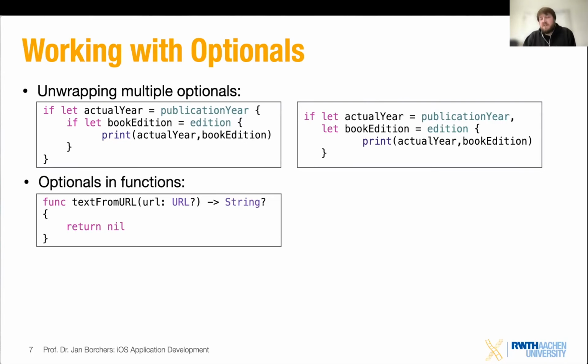And optionals, they're their own type. You can use them everywhere where you use other types. So also in functions, where you can take here the URL as a URL optional. So you might pass over a URL in that function. Inside of the function, you need to check whether it's in there or react if it's nil. But you can also have the return type as an optional. So here it is a string optional. You either return nil or you return a specific string.